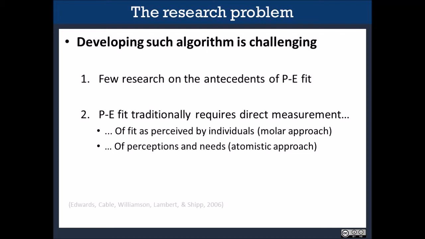Now, this is impossible as well because, again, we want to predict fit before individuals have to read the job ad. So we cannot ask them any direct measures that are directly related to a job ad. We can still ask about their needs and their preferences because that can be done before, but we cannot ask them questions related to specific job ads. So this is the first problem.